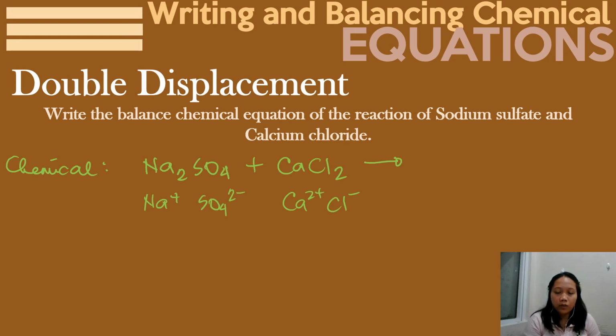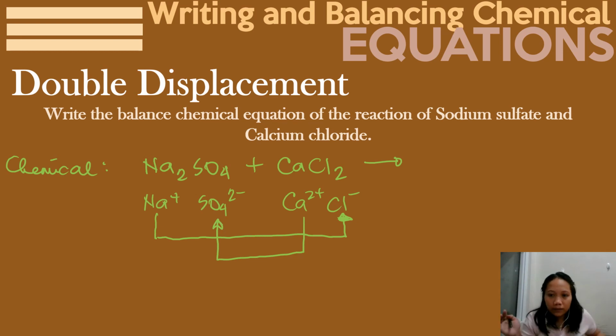So where is now the double displacement? The double displacement will happen by having your cation in the first reactant, okay, combining with the anion of the second reactant. Again, it's the cation of the first to the anion of the second. The cation of the second to the anion of the first. So, you just have to displace them. Parang mag-change lang sila ng partner. So, you now have sodium chloride plus calcium sulfate.